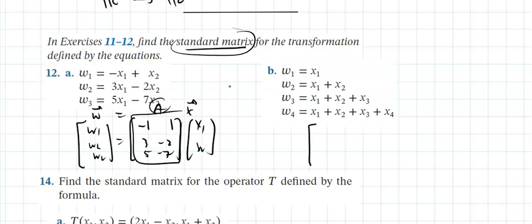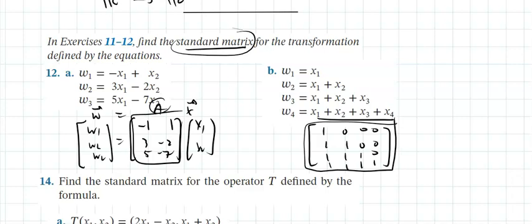So what do you think it is here? 1, 0, 0, 0, 1, 1, 0, 0, 1, 1, 1, 0, and 1, 1, 1, 1. That would be the standard matrix for this transformation. That's what you multiply X with to get W.